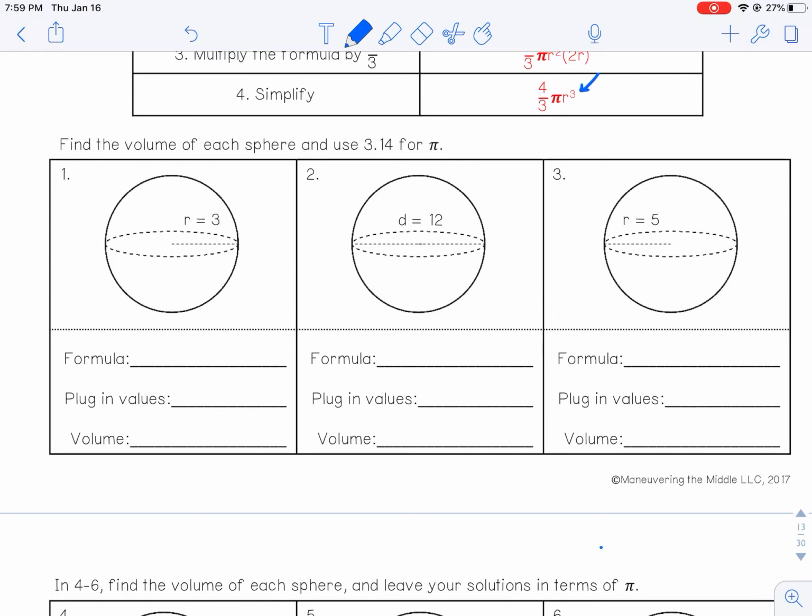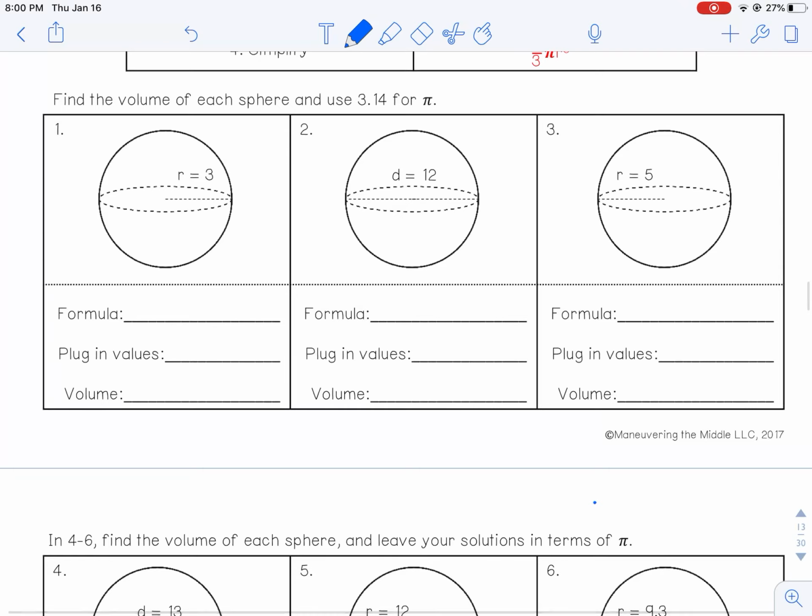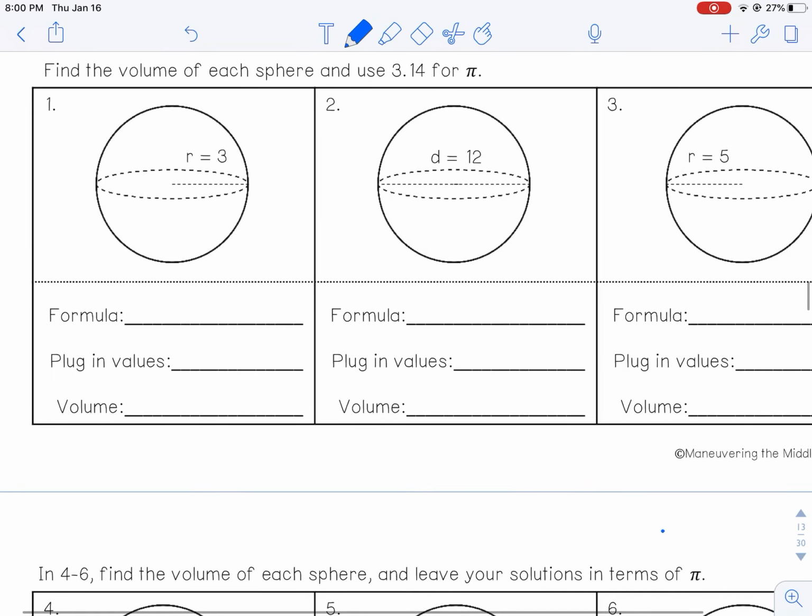So it's telling us to use 3.14. We have to use 3.14. So our formula is 4 times pi times r to the third power divided by 3.